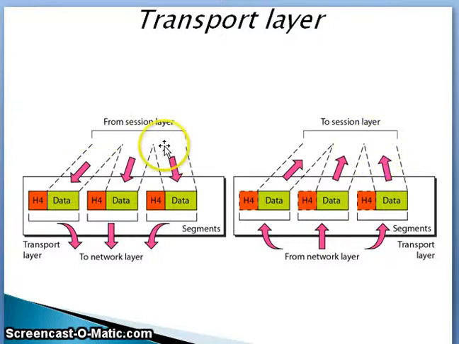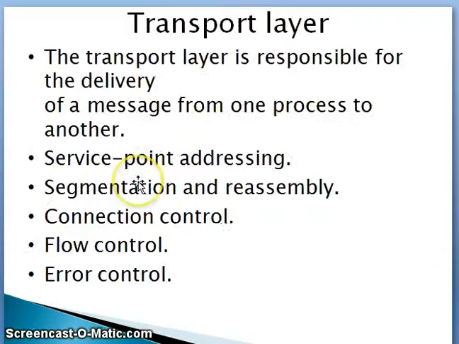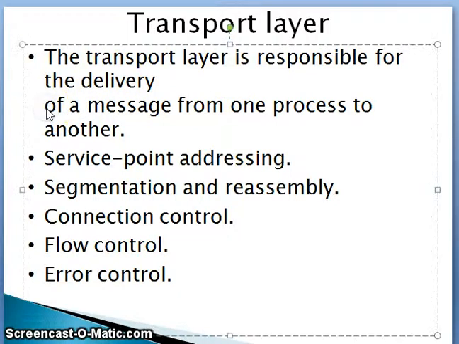Transport layer. Here is where the different processes running at the application layer are segregated and a different segment is formed for each of them. If you see, the transport layer adds a header to each of the data which comes from the different processes running at the application layer. The transport layer is responsible for the delivery of a message from one process to another process.